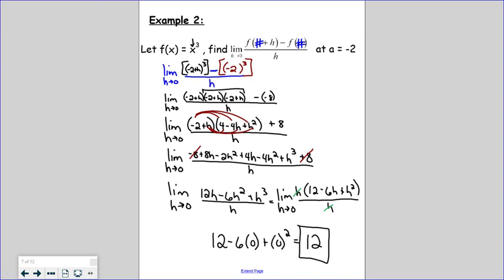Questions on finding the derivative of a function? Okay. Does anyone still need this page?